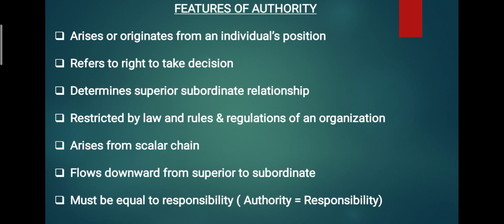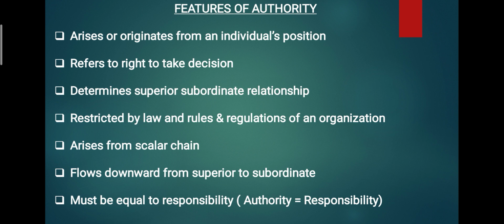Then comes features of authority. Authority arises or originates from an individual position. First of all, it refers to the right to take decisions. It determines superior-subordinate relationship. It is restricted by law, rules and regulations. Whatever the rules and regulations of the organization will be there, we are supposed to follow that also. It arises from scalar chain. Yes, we have to follow scalar chain in this case.